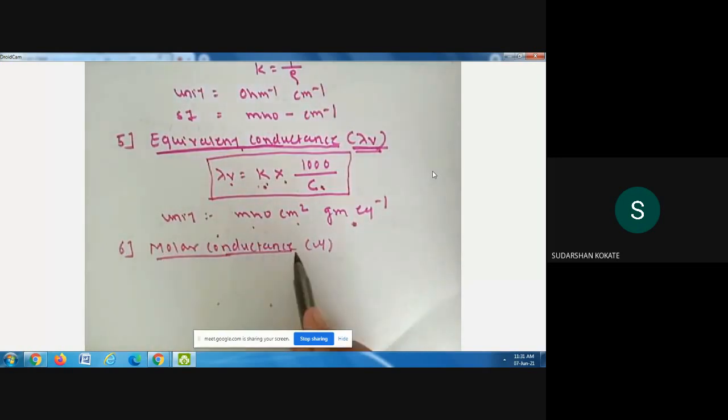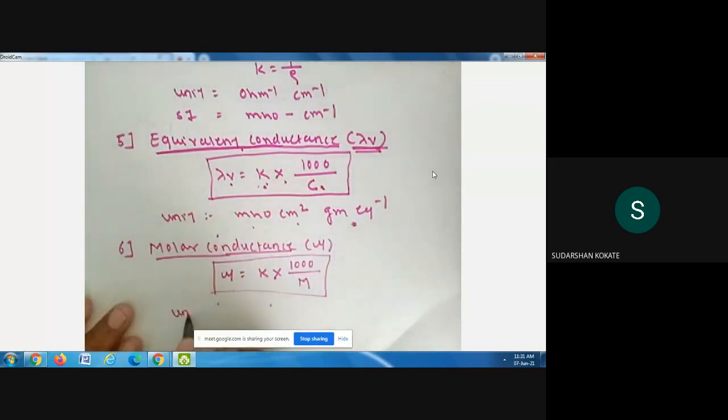It is known as your molar conductance. So molar conductance mu is equal to K, that is specific conductance, into 1000 divided by M. M stands for your concentration in terms of molarity. So this is the formula to find out the molar conductance, mu, right?